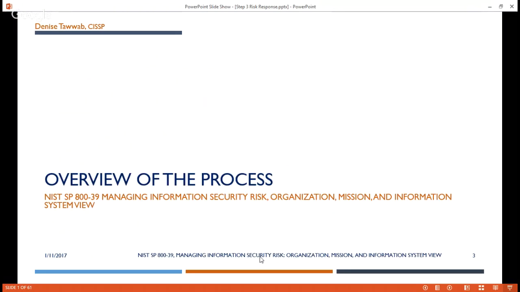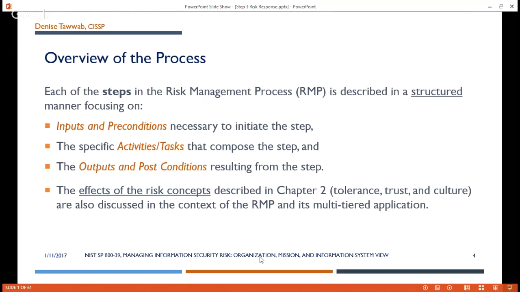First up, overview of the process. Each of the steps in the risk management process is described in a structured manner in all NIST special publications, focusing on inputs and preconditions necessary to begin the step, specific tasks that you complete to finish the step, outputs and post conditions that result from the steps, and the effects of the risk concepts described in Chapter 2 are also discussed in the context of the risk management process and its approach.